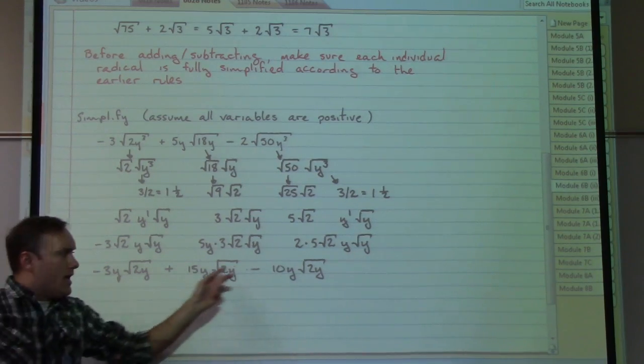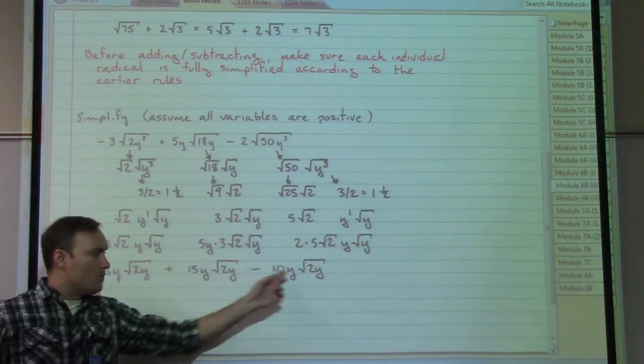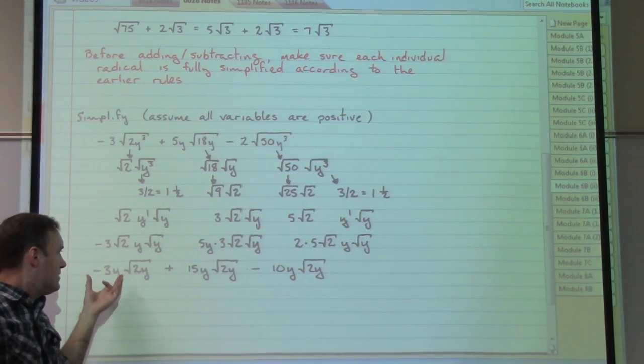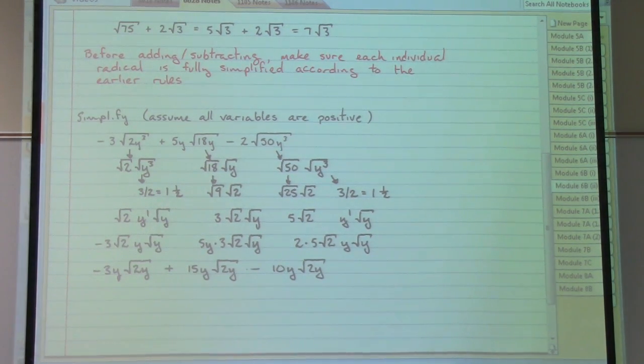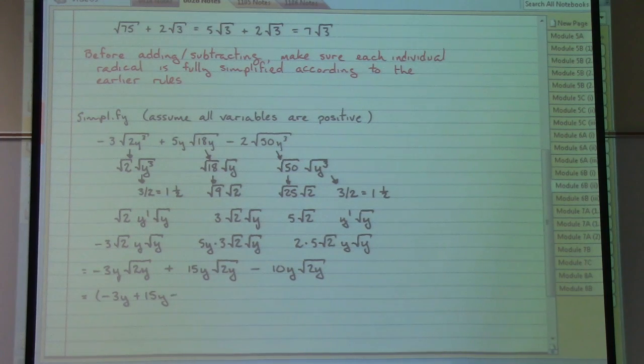Actually, all 3 of these terms now are in fact like terms. They all have a square root with a 2y underneath. So we can put all of these together by doing the negative 3y plus 15y minus 10y. And just to make sure that we don't lose track of any of that stuff, we can go ahead and actually write in that step like so. The negative 3y plus the 15y minus the 10y. And they all have that like term portion of the square root of 2y. And this would give us as our final answer a 2y square root of 2y.